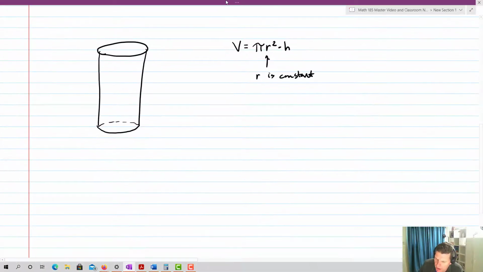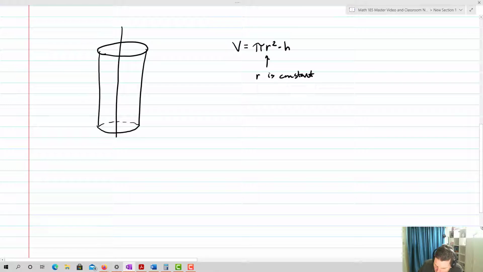What I want to imagine with the h value is that I've got this line going through here, and that's an axis. Let's imagine, just for the sake of argument, that this is basically our x-axis, okay?